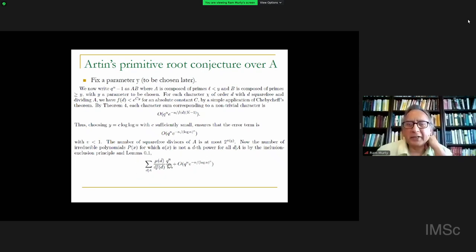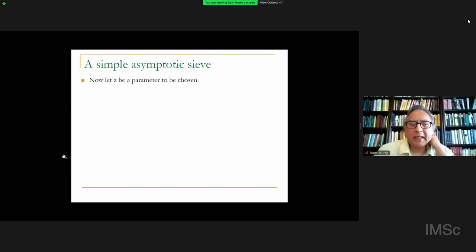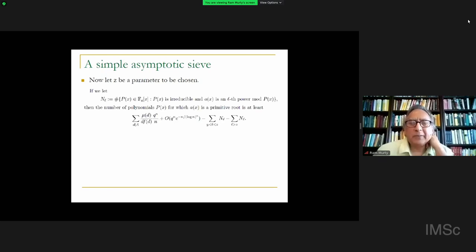So this is a kind of elementary sieve. So we do the simple asymptotic sieve. I've calculated already the number of irreducible polynomials for which a of x is not an lth power for all divisors of a. Now I have to remember I factored q to the n minus 1 as capital A times capital B. I have to worry about these large prime divisors, and for these large prime divisors, I'm just going to subtract those irreducible polynomials for which it is an lth power.